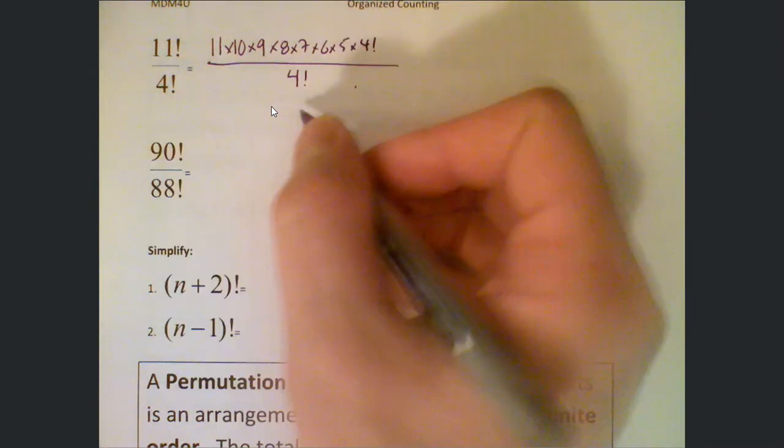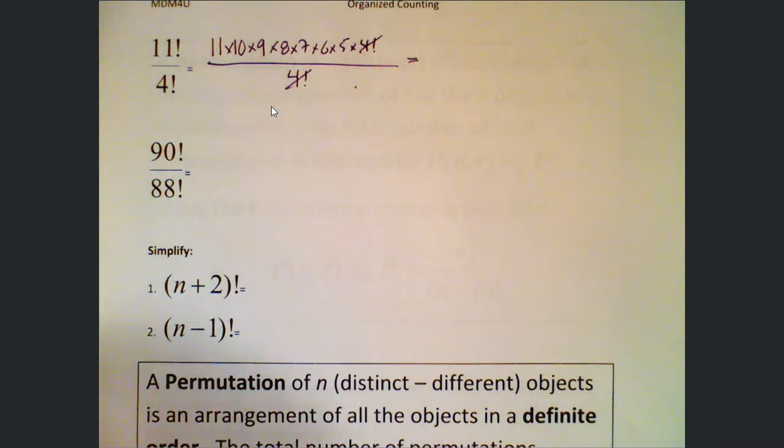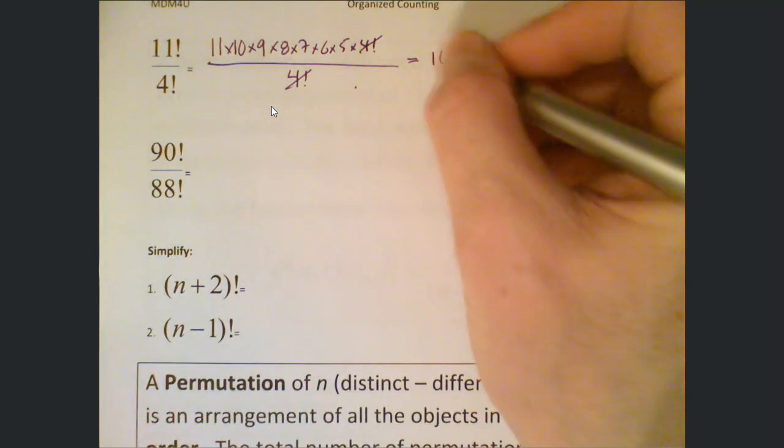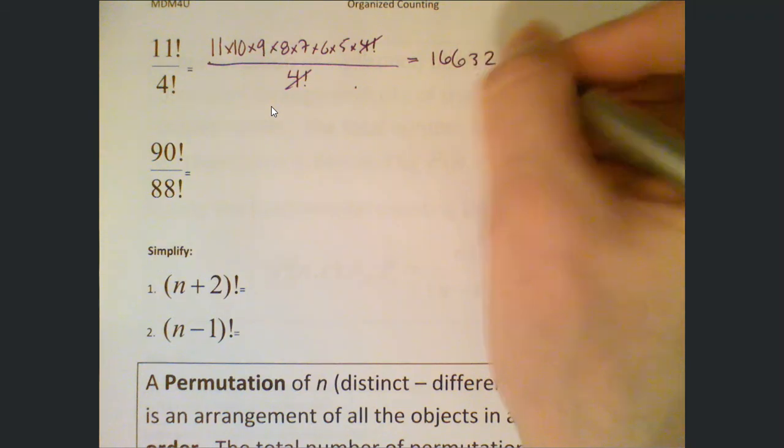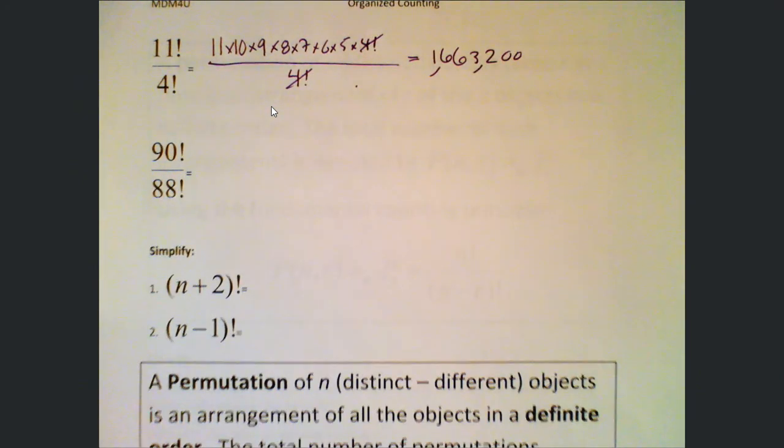You may want to pause that, rewind it just to see that. They divide out. So 11 factorial divided by 4 factorial is 11 times 10 times 9 times 8 times 7 times 6 times 5, which is 1,663,200.